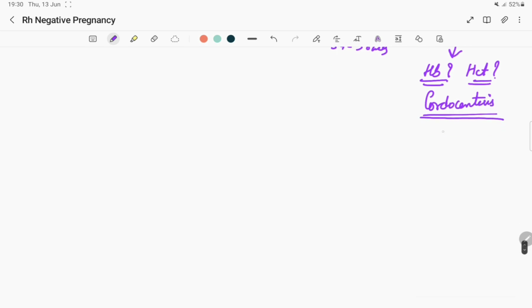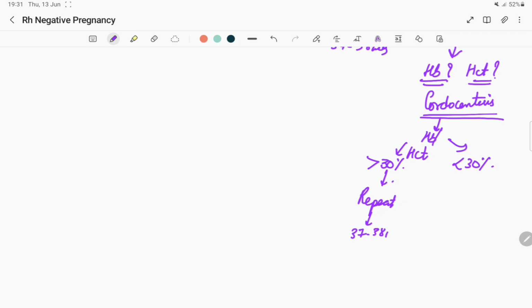Okay, so if the hemoglobin in the fetus is less than 30% or more than 30%, remember, if it is more than 30%, I can still take a risk, right? I can keep repeating the hemoglobin and the hematocrit, and still carry on the pregnancy up to 37 to 38 weeks by repeating those values and doing fetal surveillance. However, if it is less than 30%, I do not have an option.